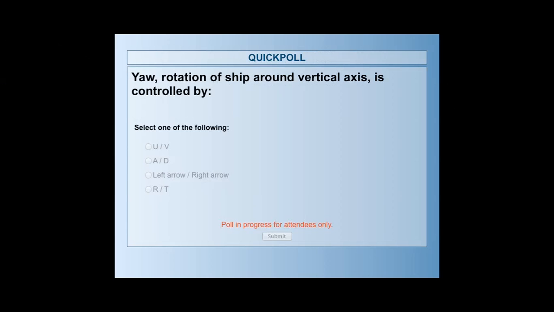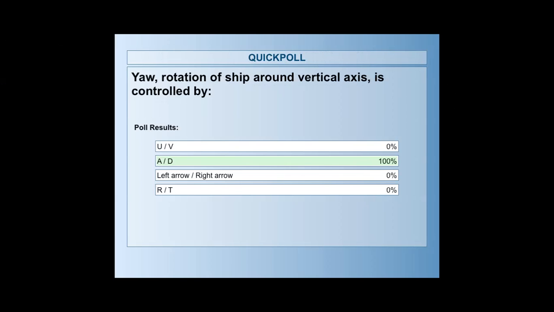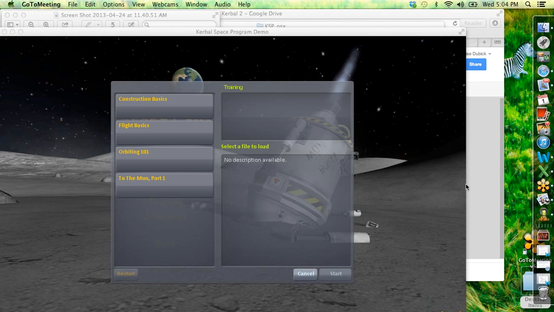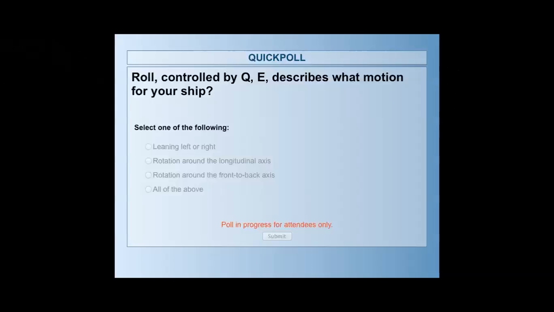Okay, I got 60% voted. 80%, you guys are moving much faster this time, and I appreciate it. Great, you guys are on this. Answers are sharp. A and D, perfect. And roll, the last one, which is controlled by Q and E. Which motion does this describe? Make sure you read all of the answers.